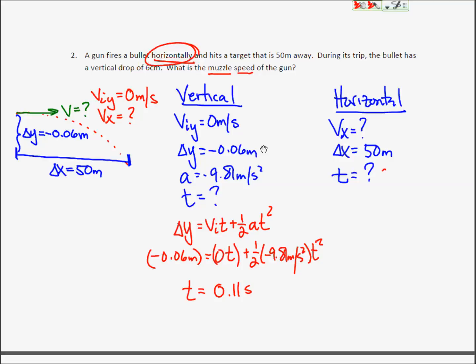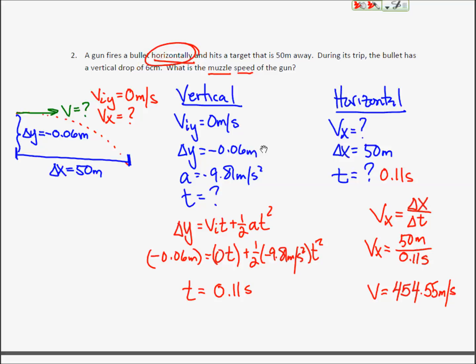Now I'm going to use that up here to solve for my velocity. Again, in the horizontal direction, it is a constant velocity, all right? So I'm always going to use that equation in the horizontal direction. So my horizontal velocity, I have my displacement of 50 meters, my time of 11/100ths of a second, and I get a velocity of 454.55 meters per second. And so there it is.